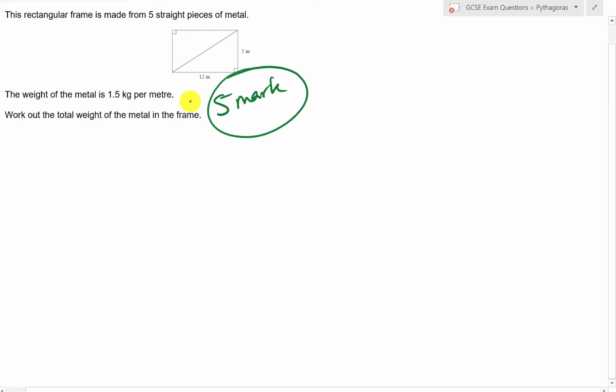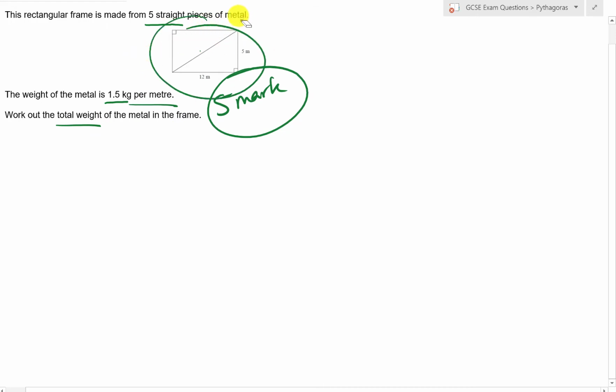Now let's find out which formula we need to use for this question. The rectangular frame is made from 5 straight pieces of metal. So we have 5 pieces: 1, 2, 3, 4, and the diagonal one in the middle, 5. The weight of the metal is 1.5 kilograms per meter. Work out the total weight. So we need to find the total weight of the metal in the whole frame.